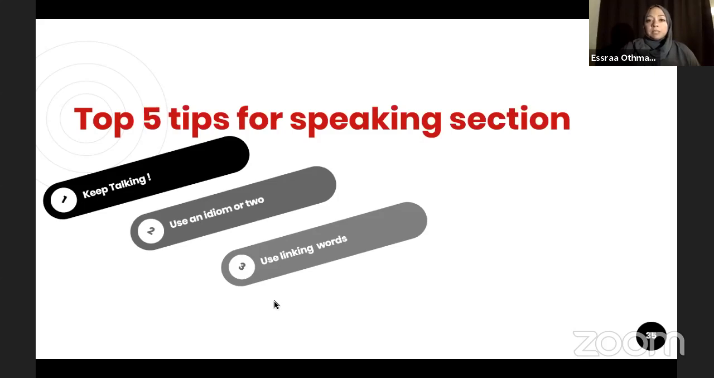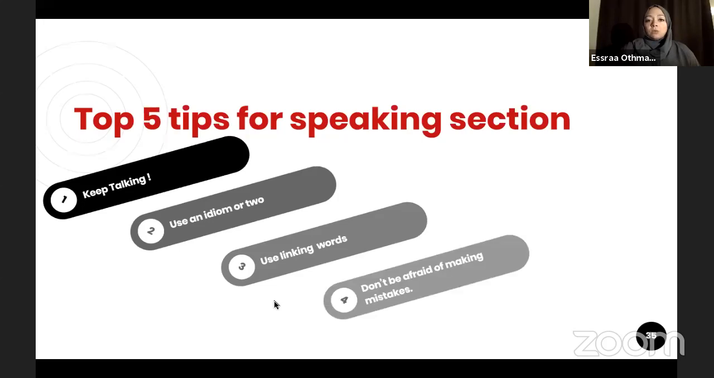Don't be afraid of making mistakes, believe me, because a score 7 or even a score 8 means that you are fluent in the language with few errors. So errors are allowed up to score 8. No problem with that, but try to minimize them as much as possible. Okay, and of course, in order to minimize such mistakes, you need to practice.